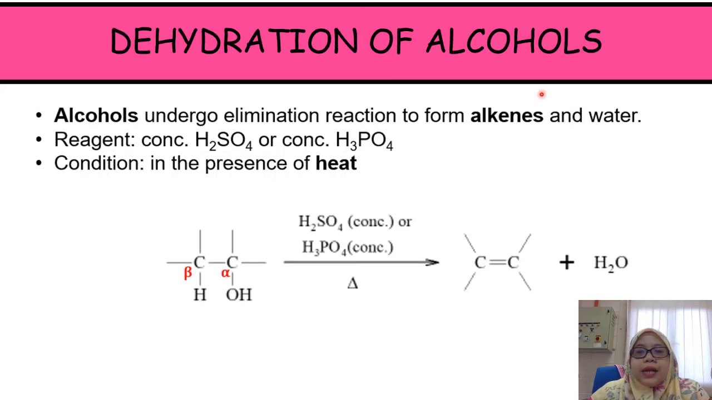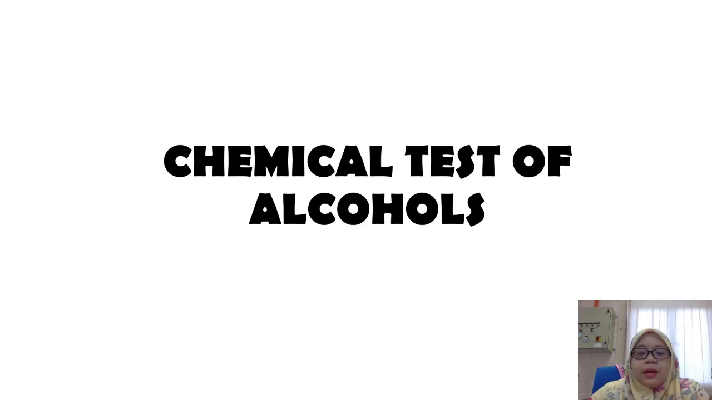Okay, so we go to the last reaction, which is dehydration of alcohol. Alcohol undergoes an elimination reaction to form alkenes and water, and the reagent is concentrated sulfuric acid or concentrated phosphoric acid, and the condition is in the presence of heat. In this reaction, H and OH will be removed from adjacent carbons, forming a carbon-carbon double bond. This reaction you have learned in topic 3, alkene.